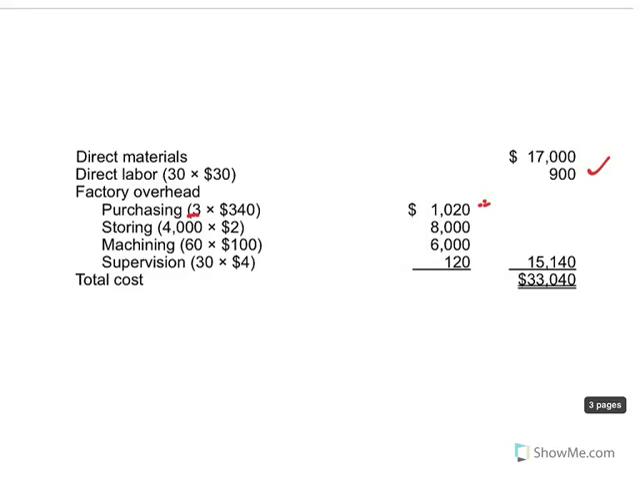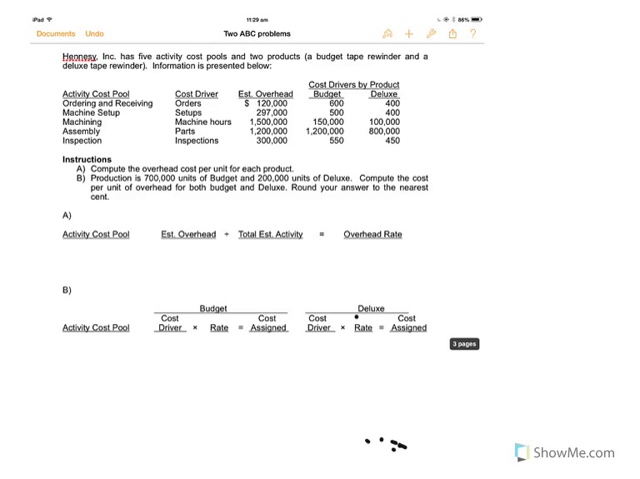These were the activities here and the square footage. And so these costs are assigned to this product. Of the overhead costs, the total is $15,140. These are all assigned based on the activity that this project consumed. And so we have the total cost of $33,040.